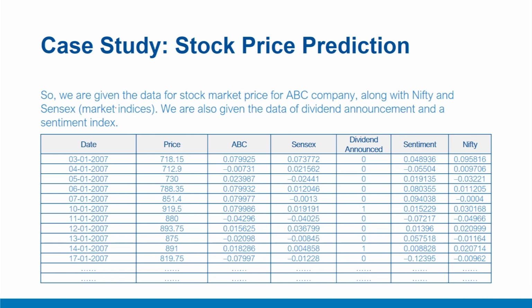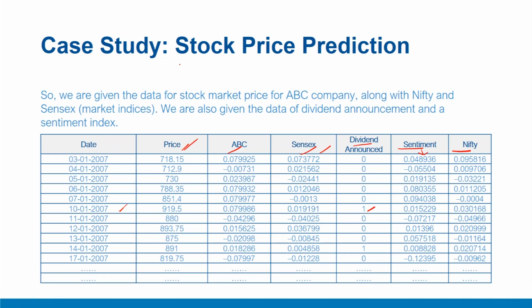In this particular case, we are given the data for a stock market price of ABC company, its returns, along with the Nifty and Sensex returns. So we have Nifty, Sensex, and Nifty returns, along with the dividend announcement and sentiment. Sentiment variable is provided. Sentiment essentially reflects investors' view about a market. It can be positive or negative as well. And then dividend announced. For example, when dividend is announced here, the value 1 reflects that on this particular date, the dividend was announced.